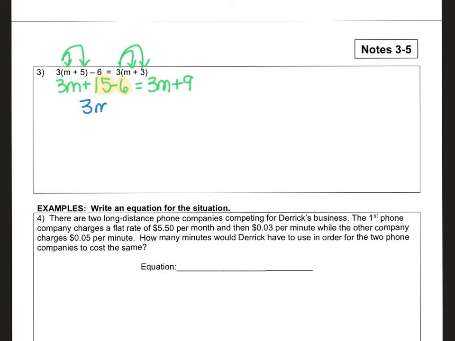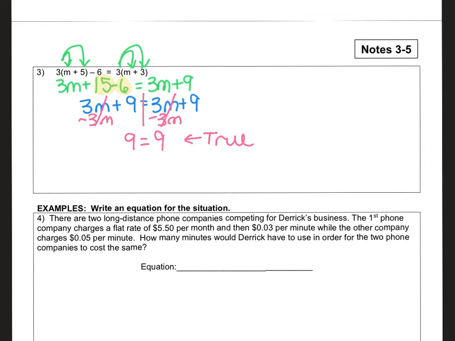And we get 3m plus 9 equals 3m plus 9. So you should see that both sides right now are equal to each other. But just so we can see what happens, I'm going to subtract 3m from each side. And you can see that the same thing happened in number 2. The variables canceled out. But this time we are left with 9 equals 9, which is a true statement.